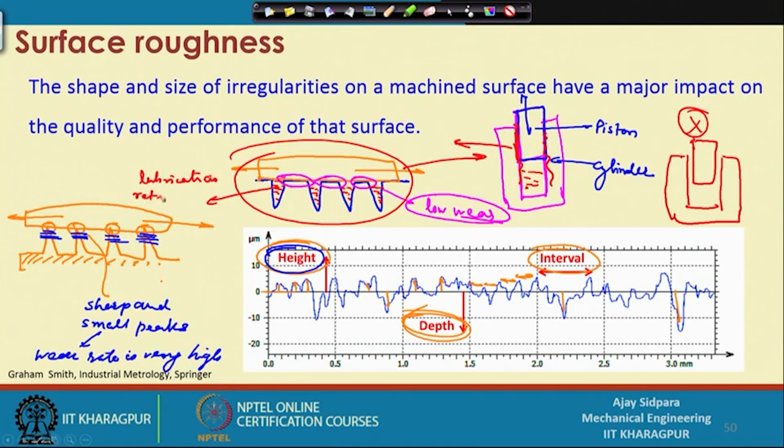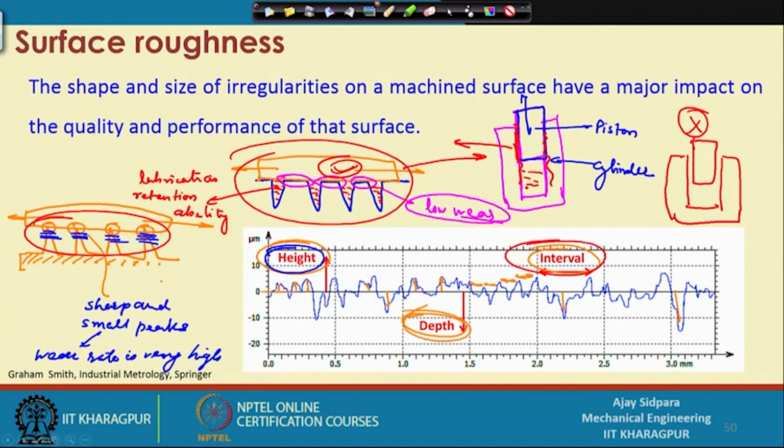Lubrication retention ability, correct. So, here lubrication will stay, and when it is moving up and down, it will also provide less friction in this case. So, we need this type of engineered surface, and these other surfaces are not the correct way of doing this. So, this is about the height and depth.